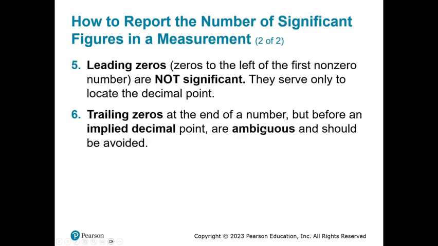Okay. Leading zeros. Leading zeros are not significant. What is a leading zero? It's a zero that does not have a significant figure to the left of it. That's as simple as it is. So 0.000001 only has one significant figure. All of those zeros preceding it are not significant.